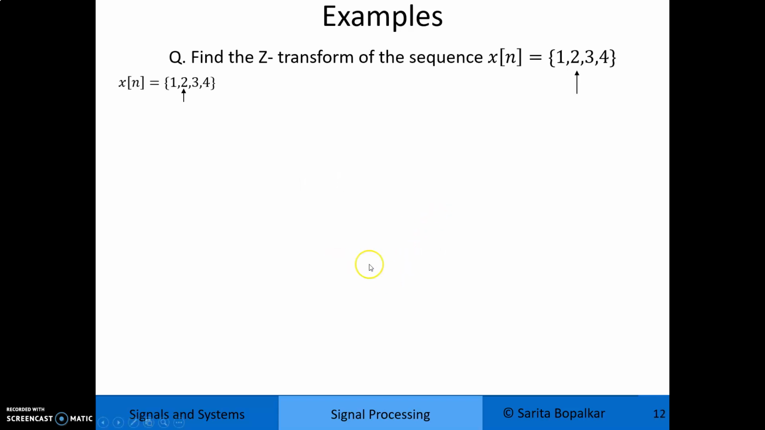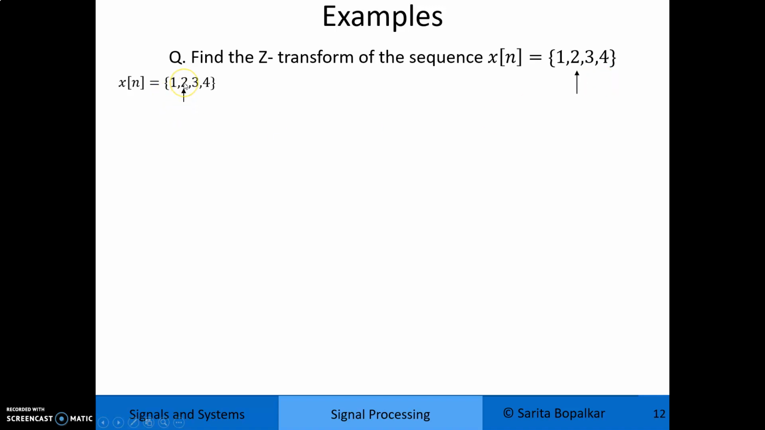Let's start. The question is: find the Z transform of the sequence x of n is equal to 1, 2, 3, 4. Here the position of the arrow means this is the position n is equal to 0 amplitude. So n is equal to -1 here, n is equal to 1 and 2 here. Let's draw the sequence first so that you can understand.